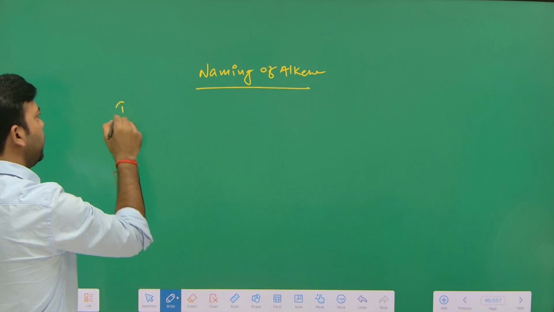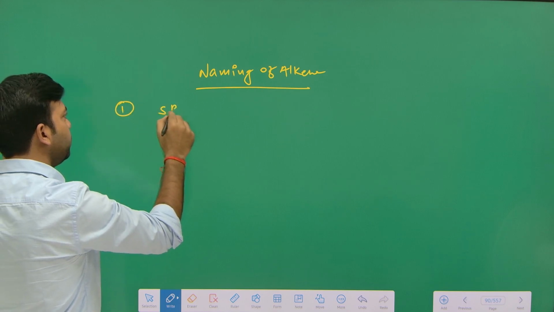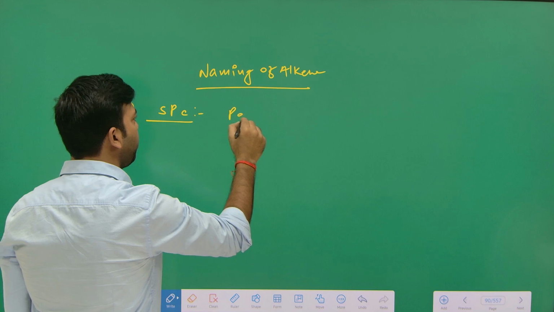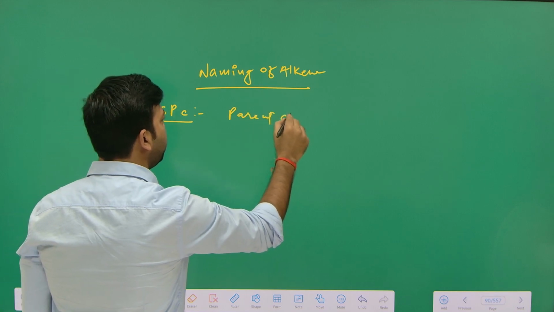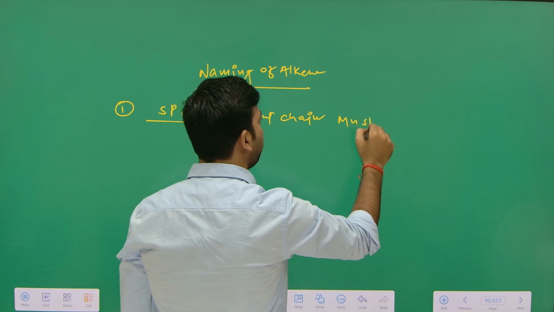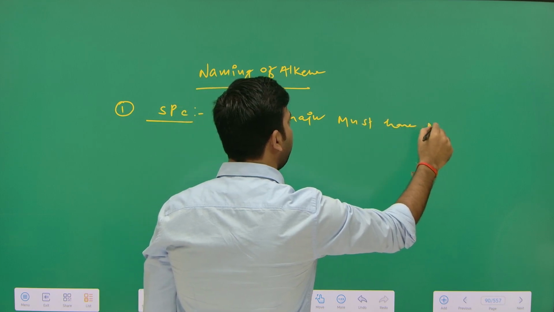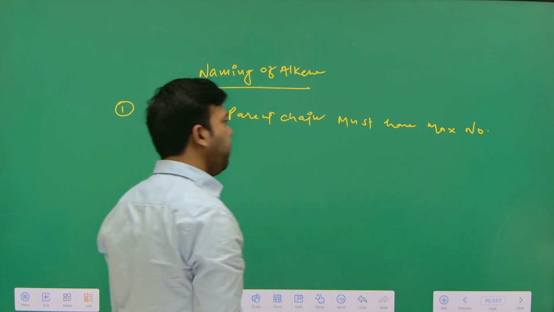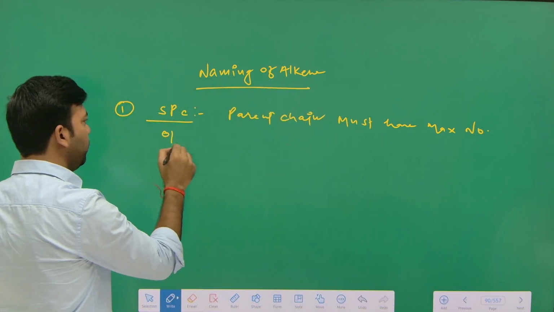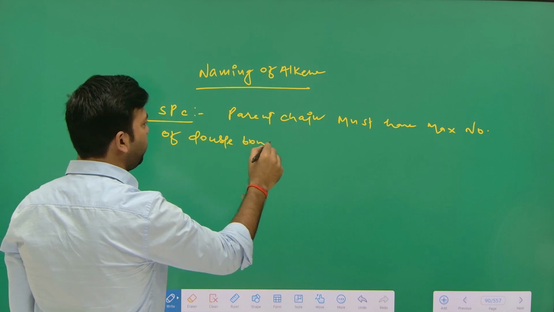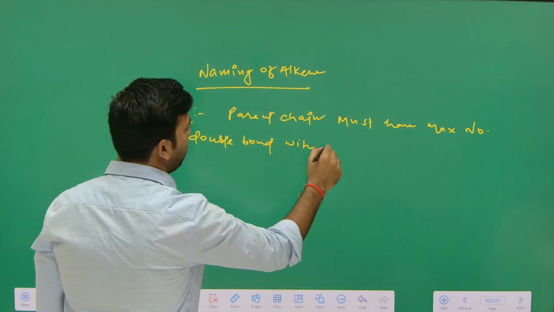The very first selection of parent chain. Parent chain must have the maximum number of double bonds, with the longest carbon chain.